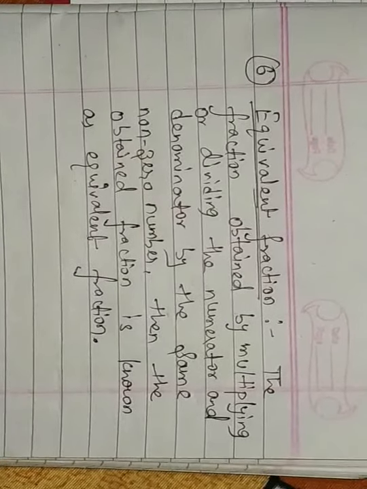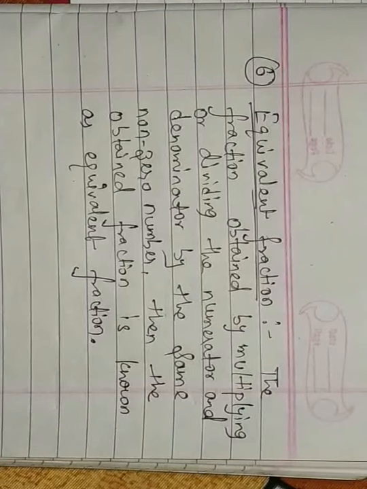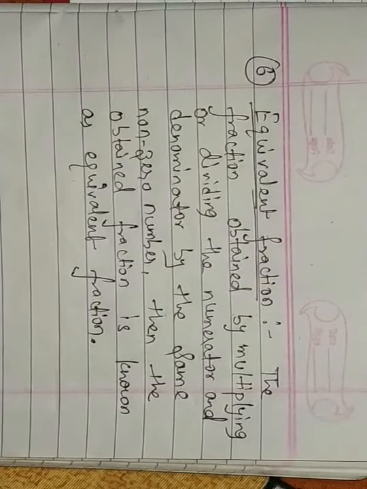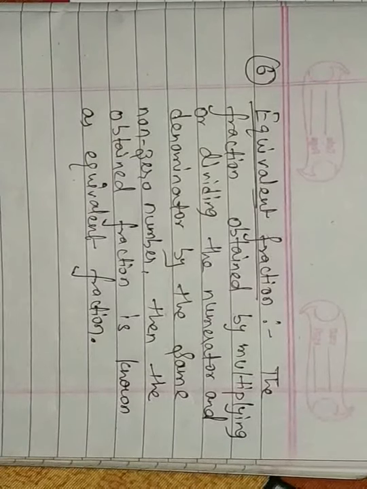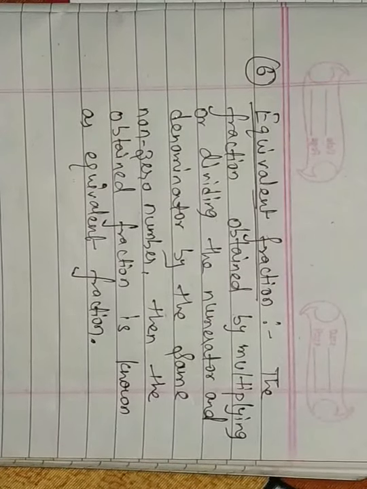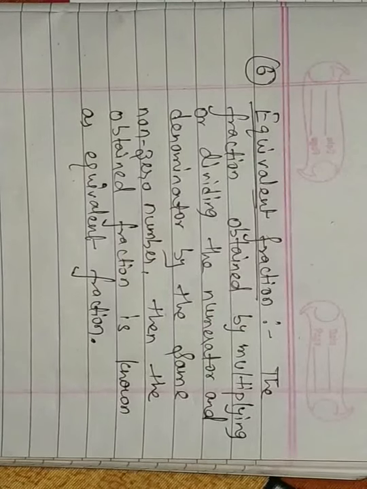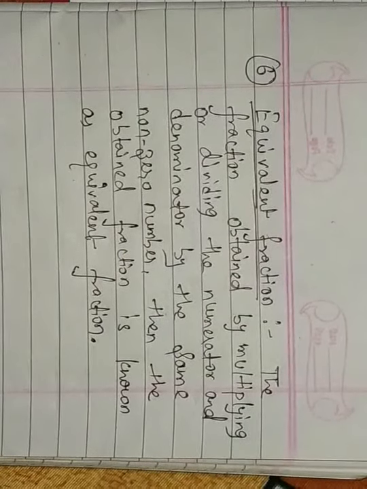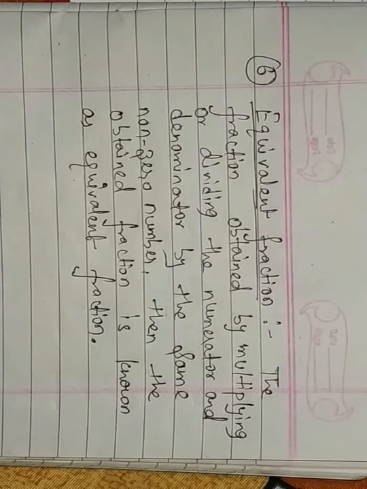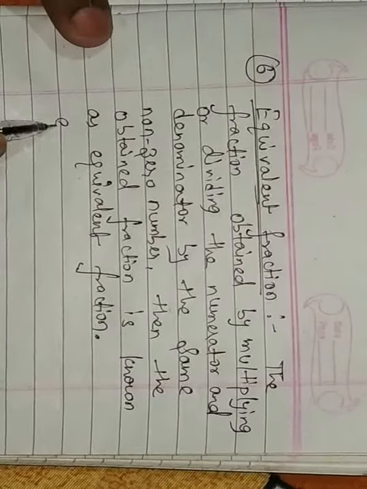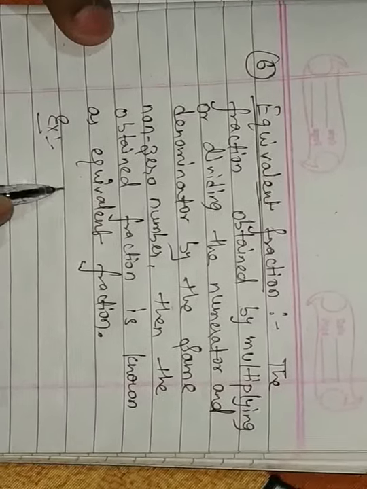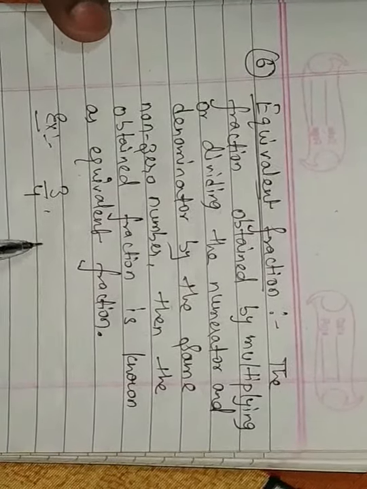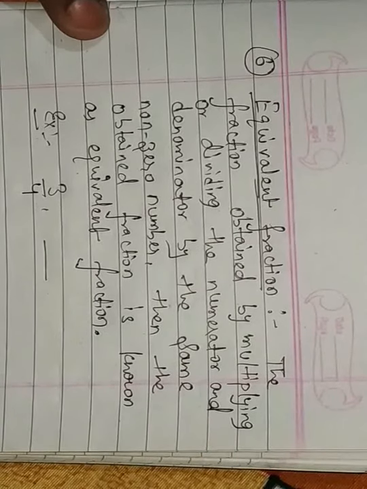What is equivalent fraction? This was the definition of equivalent fraction. The fraction obtained by multiplying or dividing the numerator and denominator by the same non-zero number. अगर हम किसी भी फ्रैक्शन के न्यूमरेटर और डिनोमिनेटर को सेम नंबर से मल्टीप्लाई या डिवाइड करते हैं तो जो भी फ्रैक्शन रिजल्टिंग फ्रैक्शन मिलेगा that is known as the equivalent fraction. Let's understand this with an example. Suppose I have a fraction 3 by 4 and I have asked you to write 5 equivalent fractions to this. What will be the first fraction?